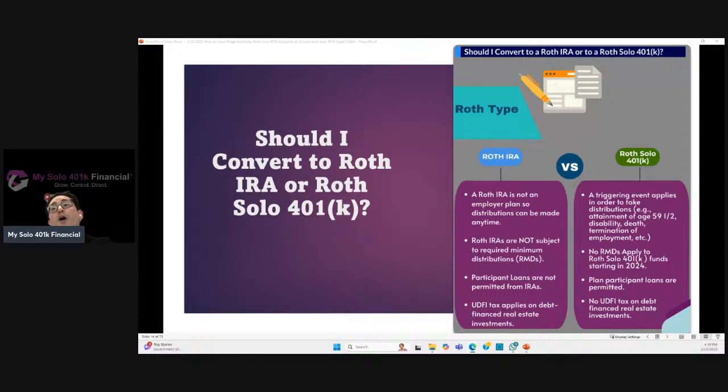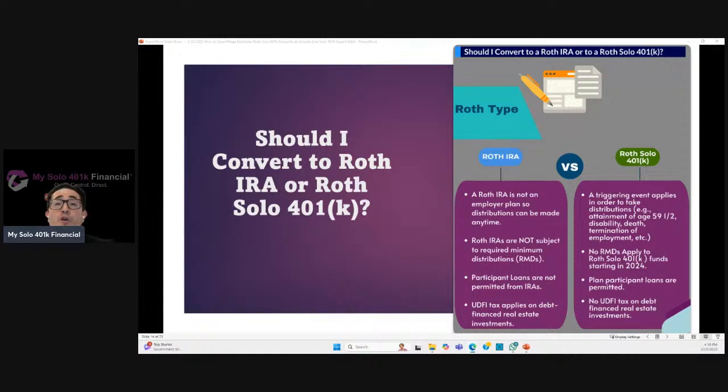In terms of required minimum distributions, there used to be a difference because previously one had to take required minimum distributions from a Roth solo 401k, but that no longer applies starting in 2024. So that has been equalized. So there's no difference there.